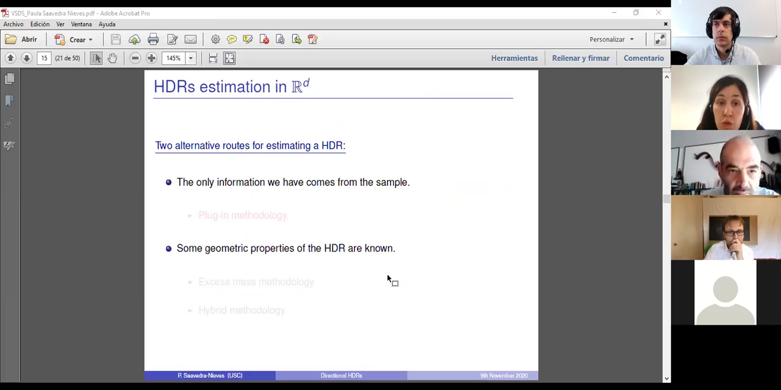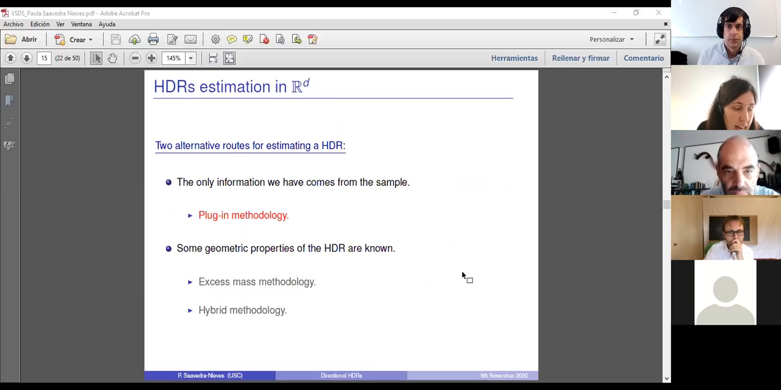So how to estimate these highest density regions? As in the support case, we have two possibilities. Maybe we have no more information than sample points, and then we will use the plug-in methodology. I will focus only on this possibility. Or maybe we know some geometric information on the highest density region to be reconstructed. There are more sophisticated alternatives that will not be considered in this talk.